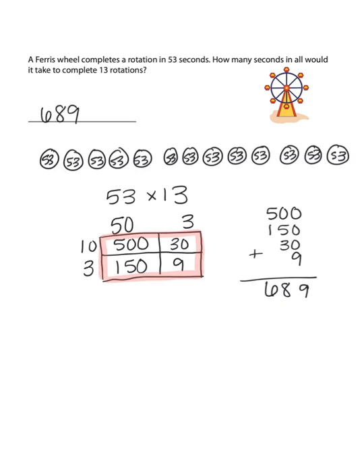But units are important. So in order to get the unit that I need to use, I'm going to go back to the original question. How many seconds in all would it take to complete 13 rotations? So in order to decide my unit, whether I'm going to use seconds or rotations, I need to look at what the question asked me to find. In this case, the question asked me to find how many seconds. So my unit is going to be seconds.